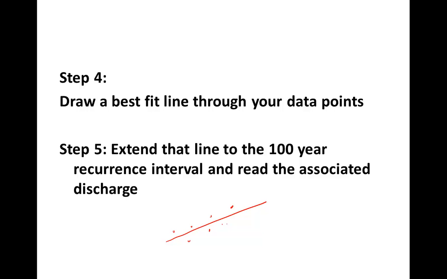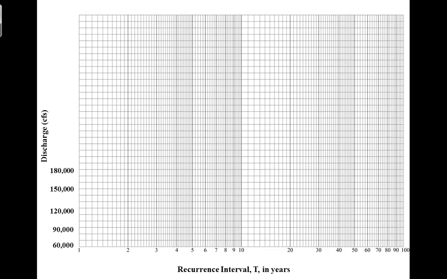The way a computer would draw a best fit line is it would calculate the total distances of points above and below the line. In other words, the sum of the distances above the line would be equal to the sum of the distances of points below the line. We're then going to extend our line, one single straight line, all the way out to the 100-year recurrence interval. So here's the graph we're going to plot. X-axis is recurrence interval, units of years. Y-axis is discharge, units of cubic feet per second.